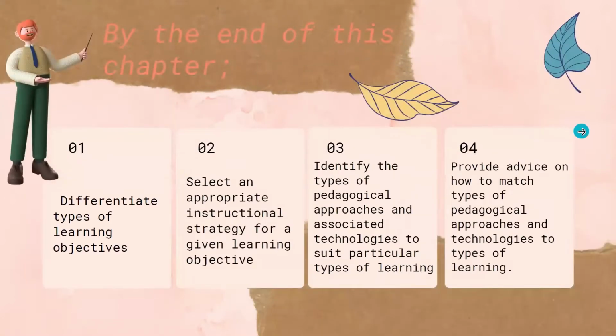By the end of this chapter, you will be able to differentiate types of learning objectives, select an appropriate instructional strategy for a given learning objective, identify the types of pedagogical approaches and associate the technologies to suit particular types of learning, and also provide advice on how to match types of pedagogical approaches and technologies to types of learning.